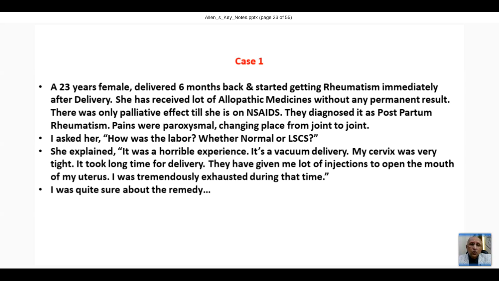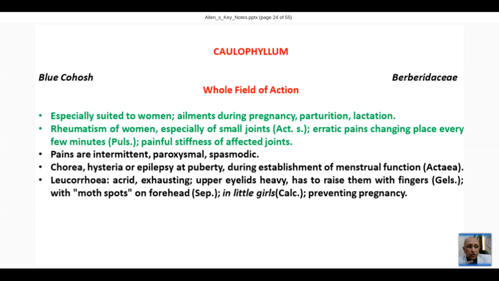It gives you exactly the remedy. And then I will discuss this remedy. Yes, Caulophyllum. Yes, definitely. Caulophyllum, see the first sentence he mentions over there: specially suited to the woman's element during pregnancy, parturition, lactation. Very important. Correlate. If you keep this in your mind, you can enter into the case.